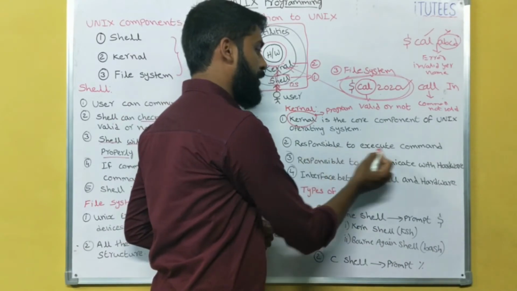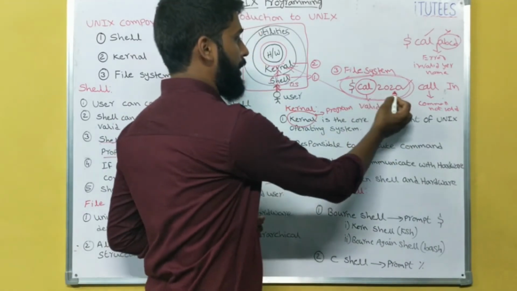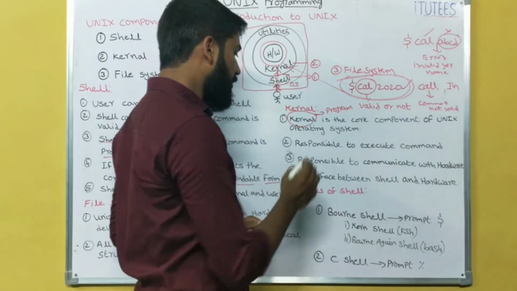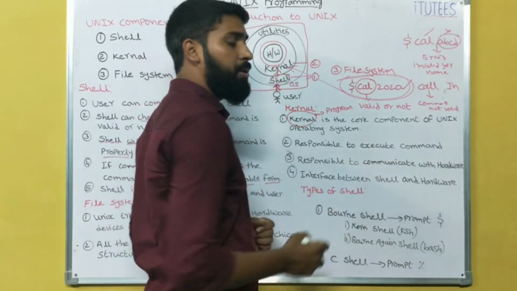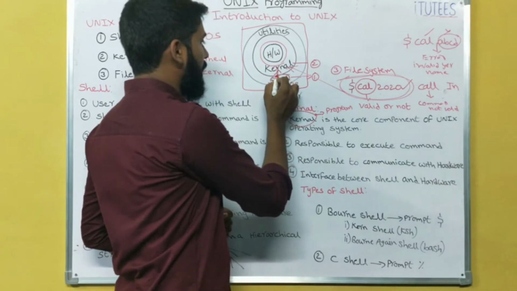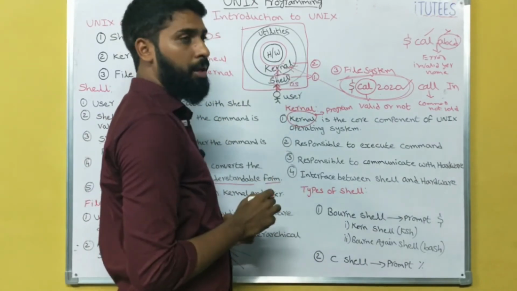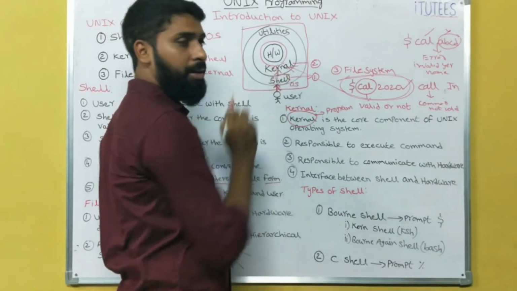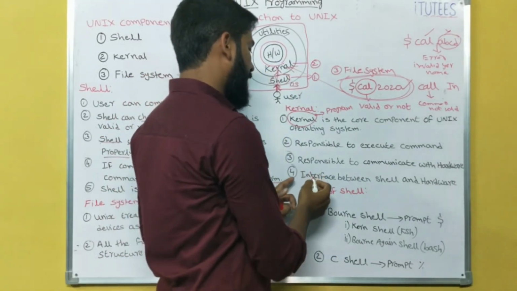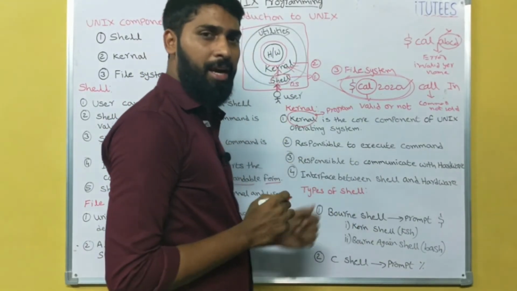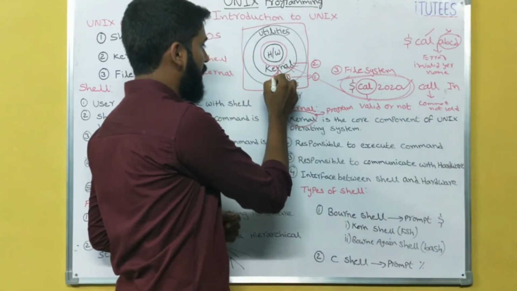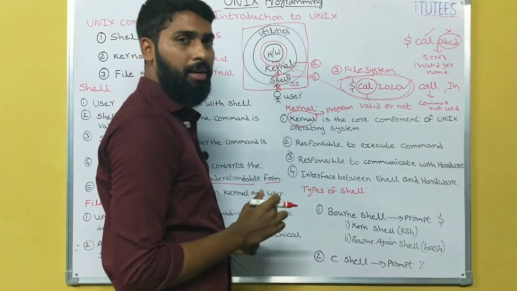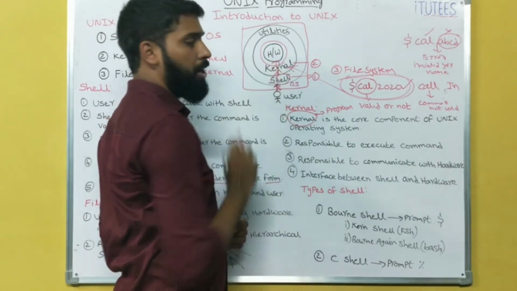It is responsible for executing the command cal 2020. Who executes this command? The kernel. And it is responsible for communicating with the hardware. How can the user access the hardware? With the help of the kernel. So the kernel is the interface between shell and hardware.